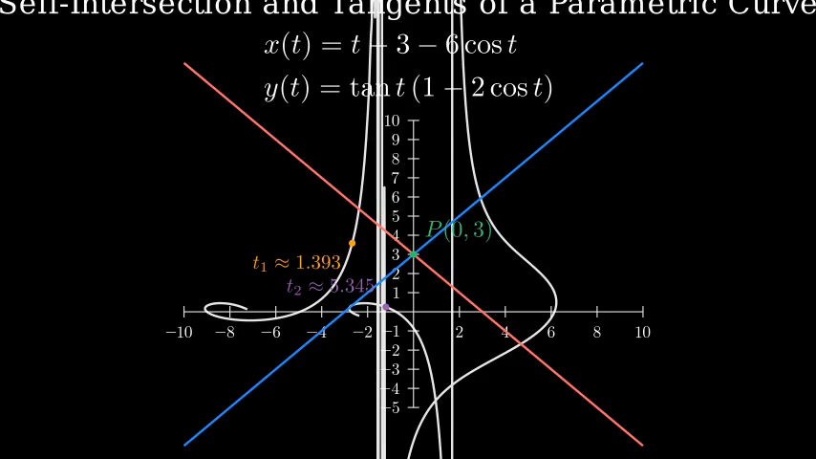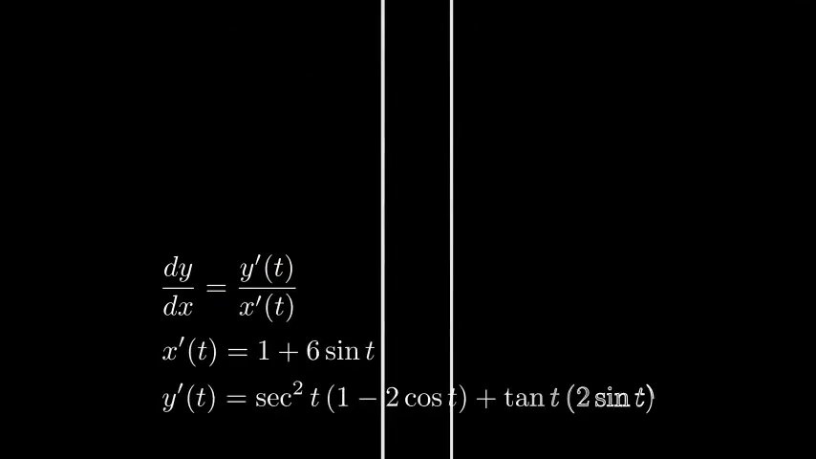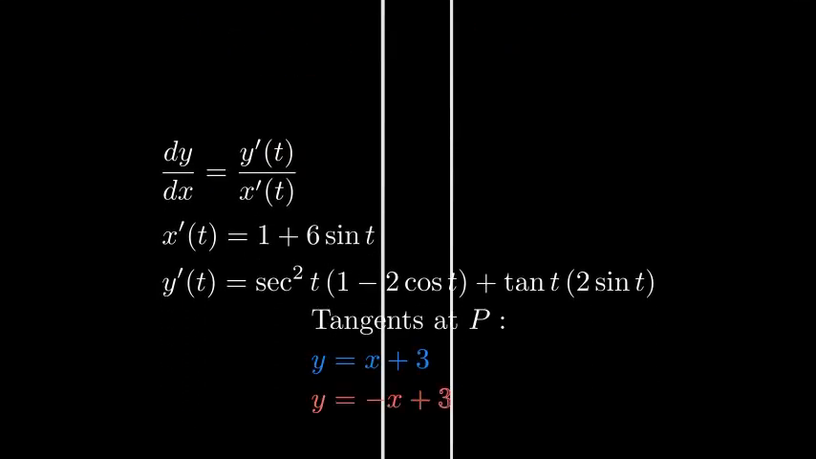For a parametric curve, the slope at a parameter t is the derivative y prime over x prime. That is, dy by dx equals the quantity y prime of t divided by x prime of t, where x prime equals 1 plus 6 sine t, and y prime equals secant squared t times the quantity 1 minus 2 cosine t, plus tangent t times 2 sine t.